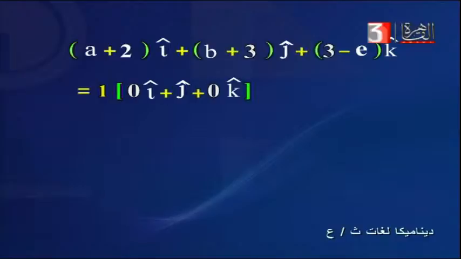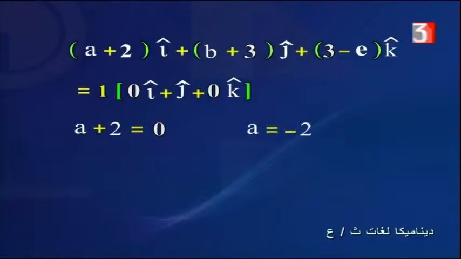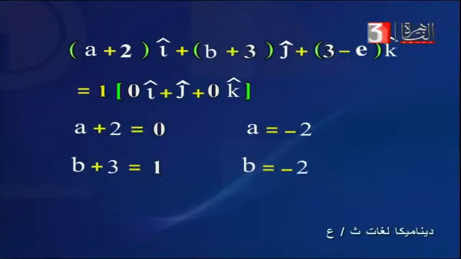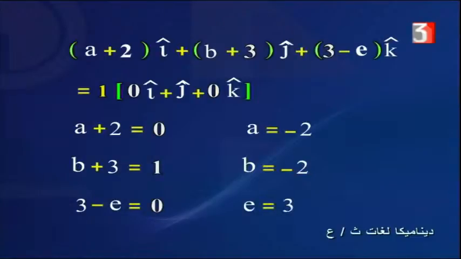Then A plus 2 i equals 0 i. Then A plus 2 equals 0, and A equals negative 2. The second term, B plus 3 j equals 1 j. Then B plus 3 equals 1 and B equals negative 2. The third term, 3 minus E k equals 0k. Then 3 minus E equals 0 and E equals 3.